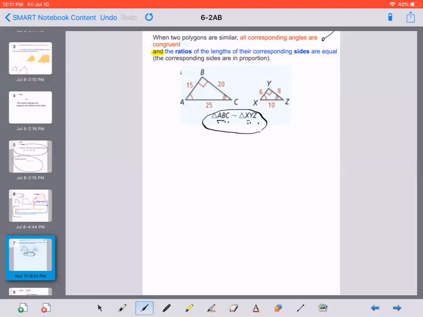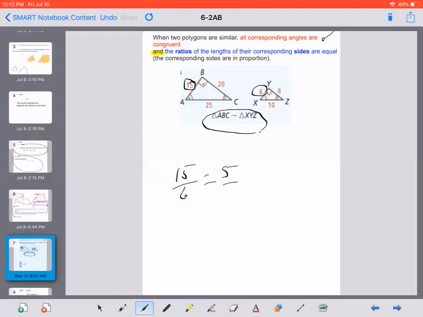AB has to correspond to XY, BC corresponds to YZ, or you can go by using the scratch marks that are on the diagram. You see that this side is in between the one scratch right angle, and you see that this side is in between the one scratch right angle on its side as well. And so we now see, because of those marks being the same, 15 corresponds to 6. And we'll always reduce our fraction.